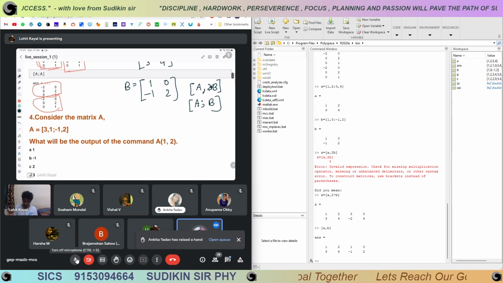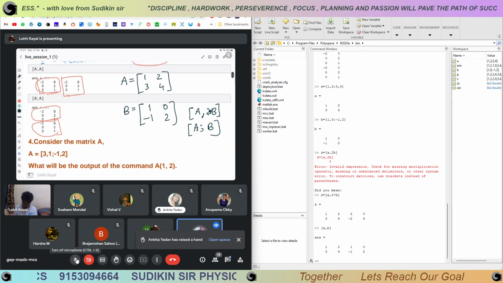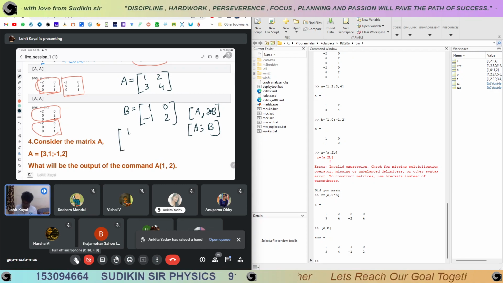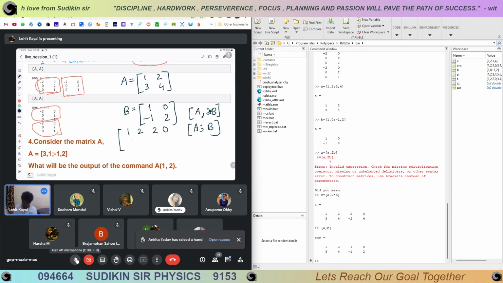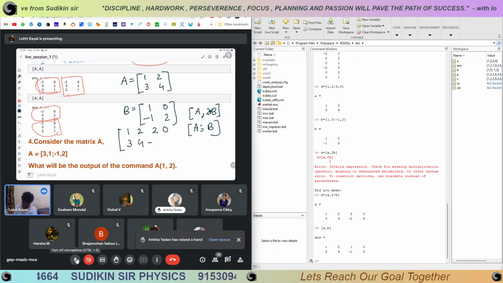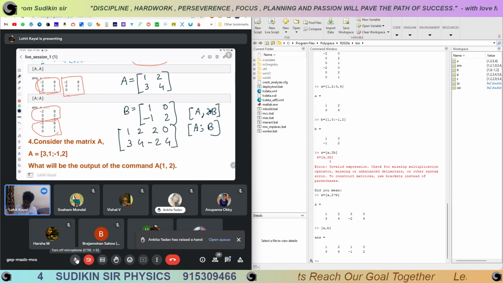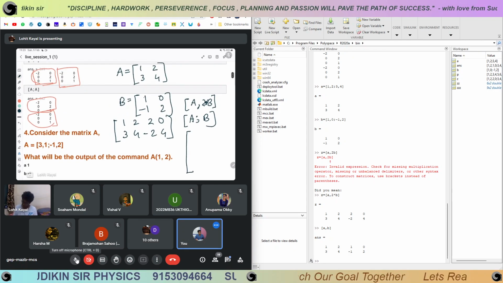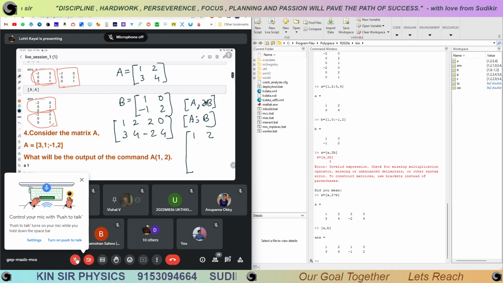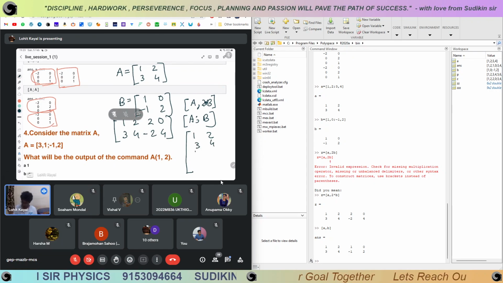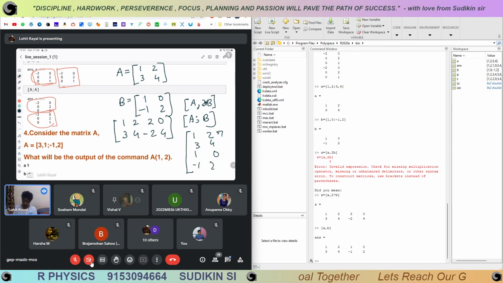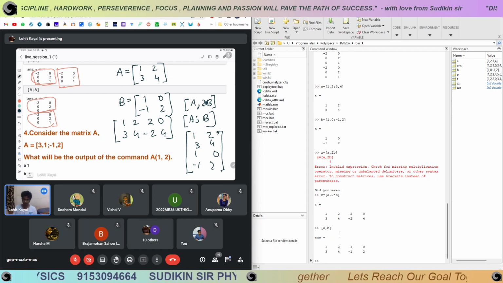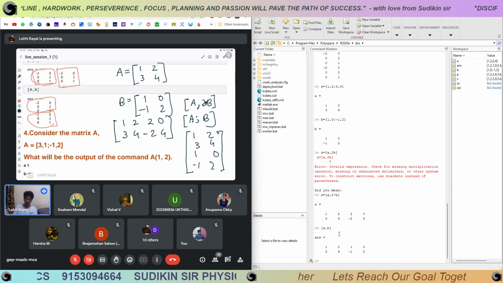So the first answer, A comma 2 star B, will give us 1 2 2 0 3 4 minus 2 and 4. Right. And the second one, A comma B, will give us 1 2 1 0 and 3 4 minus 1 and 2. Right. 1 2 3 4 1 0 minus 1 2. You have got this answer, right? Yes, sir. 1 2 3 4 1 0 minus 1 2.